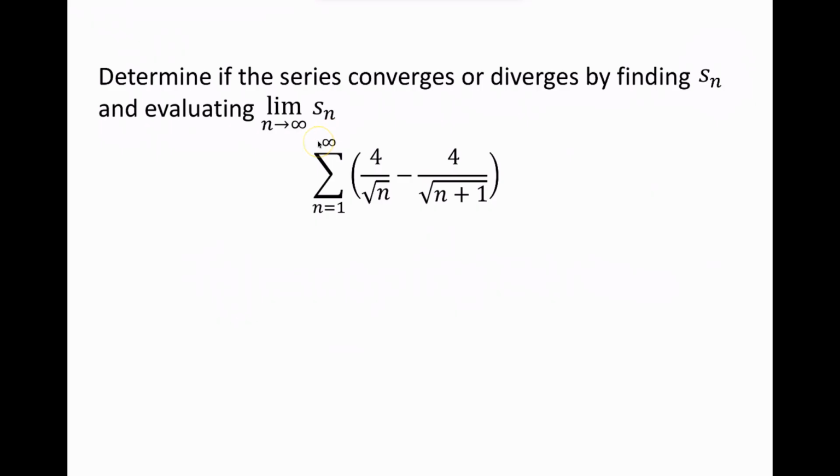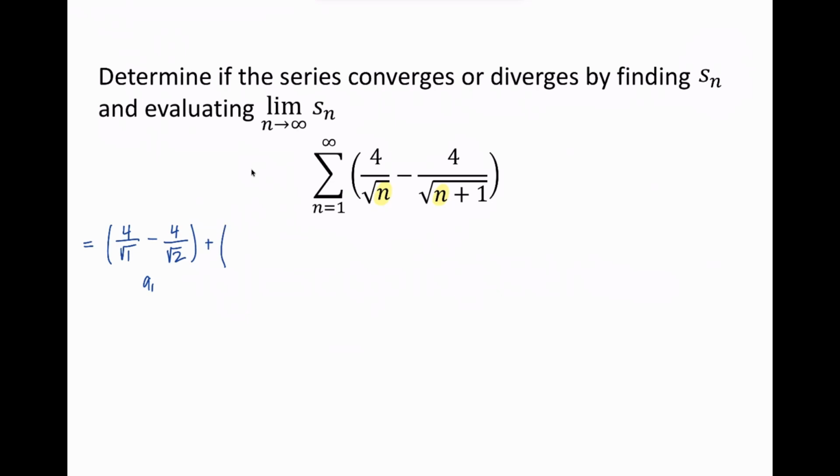a telescoping series. So our series is the sum of n equals 1 to infinity of 4 over the square root of n minus 4 over the square root of the quantity n plus 1. Let's go ahead and start to write out a few of the terms in this series. So we're going to go ahead and substitute 1 into each n to get our first term. So we're going to have 4 over the square root of 1 minus 4 over the square root of 1 plus 1, which is 2. And this is a sub 1.